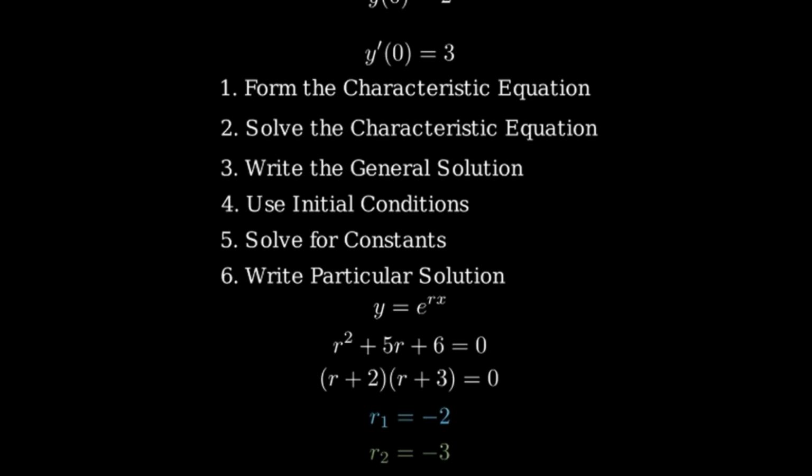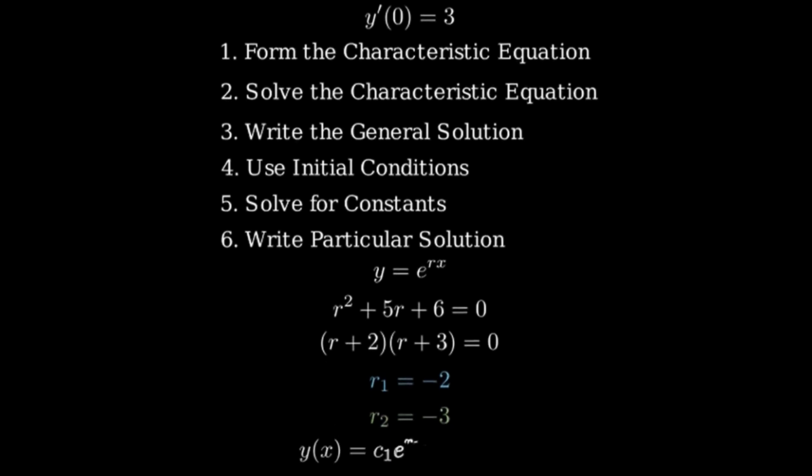Since we have two distinct real roots, the general solution is of the form y(x) = c_1 e^(r_1 x) + c_2 e^(r_2 x). Substituting the roots we found, we get y(x) = c_1 e^(-2x) + c_2 e^(-3x), where c_1 and c_2 are arbitrary constants.